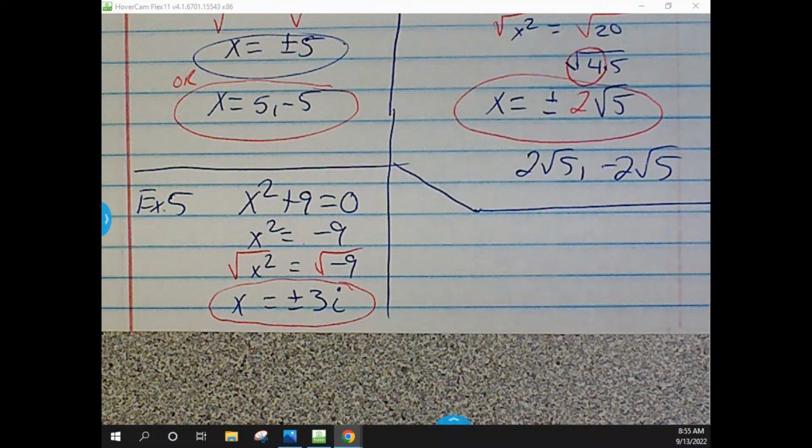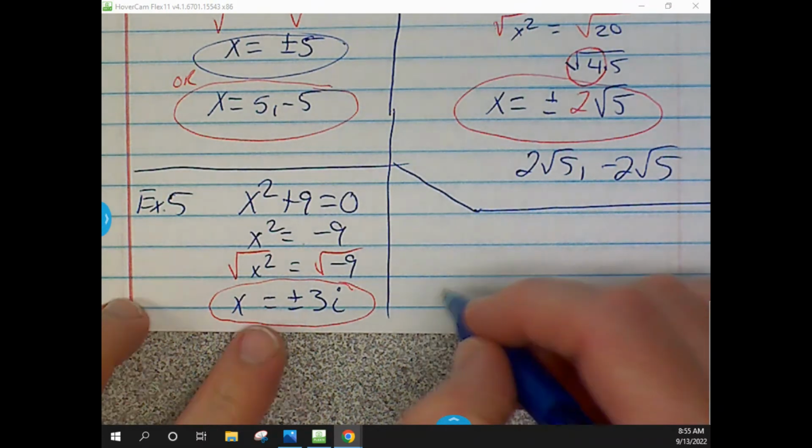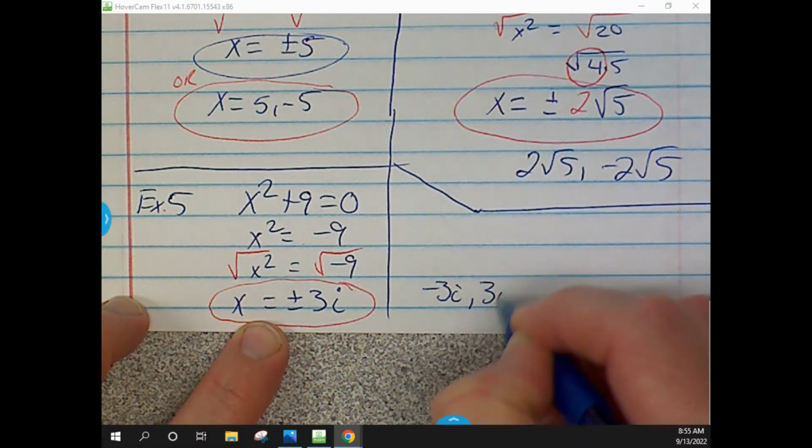All right. Again, that's just an easy one to have in your back pocket. If the b term is missing, and you've got x squared and a number, you can separate those two things out, square root both sides, and then you've got your answer. So could you also do negative 3i, 3i? Yes, you could do negative 3i, 3i. Be okay.